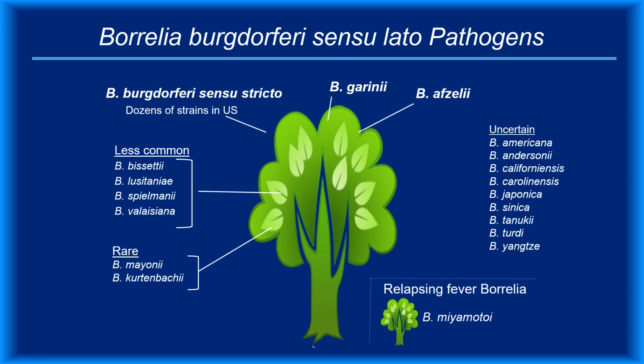The relapsing fever Borrelia miyamotoi can also cause a Lyme-like illness. Clinical presentations may differ between species and strains. Serologic tests based on a single species or strain may be unable to identify antibodies to other species or strains. There's also evidence suggesting that antibiotic susceptibility may vary by species and strains.